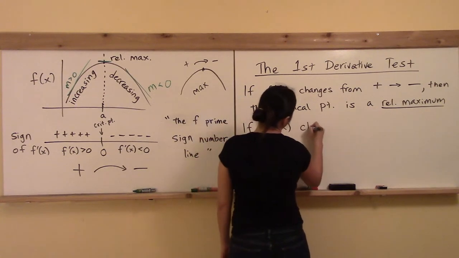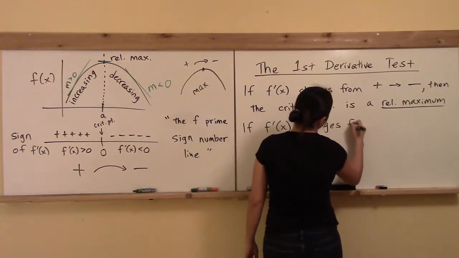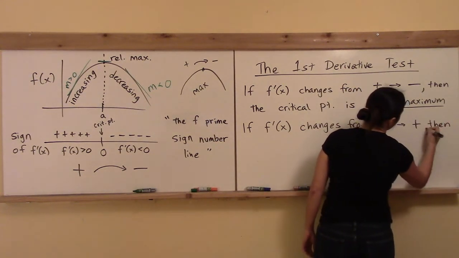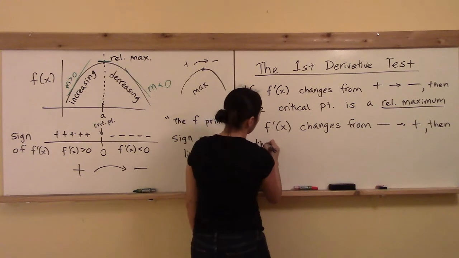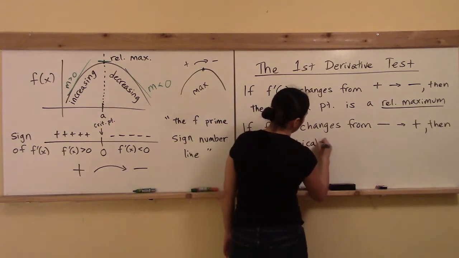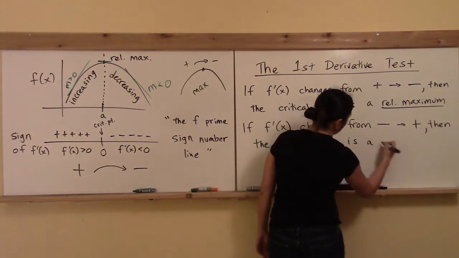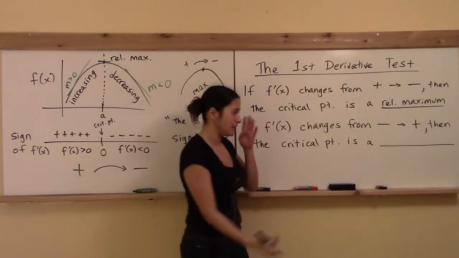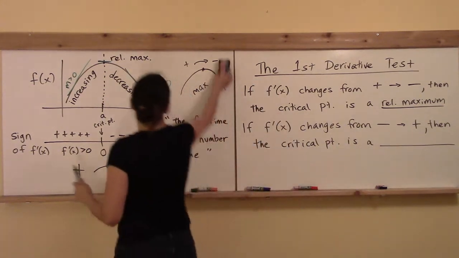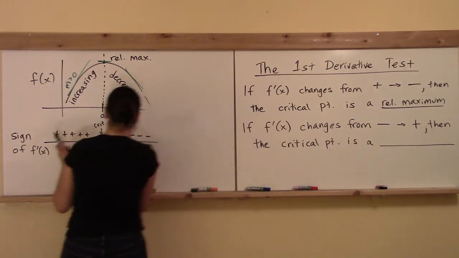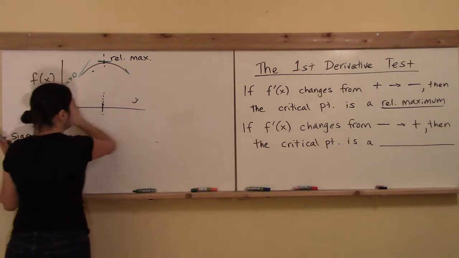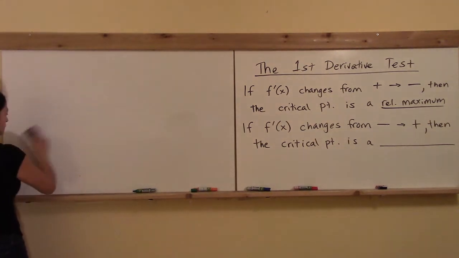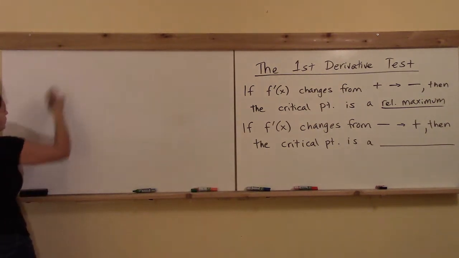Alright? Now let's try that again with the minimum, because the next part of the first derivative test is going to say if f prime changes sign from negative to positive, then what's my conclusion going to be? The critical point is a blank. You guys probably already guessed what I'm going to fill in here, but I don't want to say it yet. What I want to do is draw a picture, and I'm going to draw everything opposite now, where I'm going to show a function that changes from negative to positive in its derivative, and we'll see what the conclusion reaches on its own.